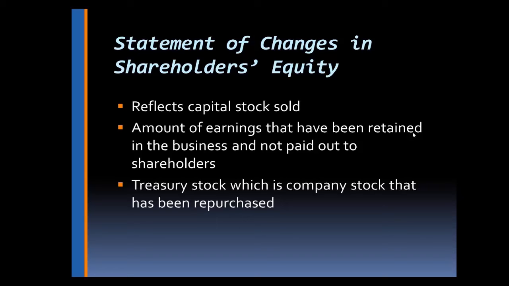The line additional paid in capital represents the amount the stock was sold over and above the par value of the stock. So if the par value was $10 a share and the company sold the stock for $20 a share, $10 represents the capital stock equity and $10 represents the additional paid in capital amount.